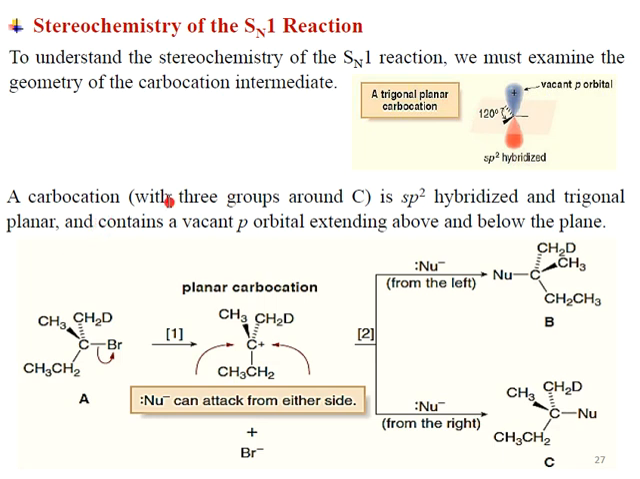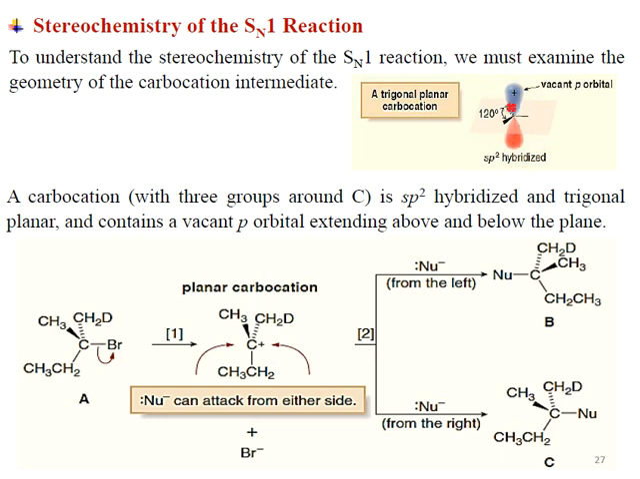A carbocation with three groups around the carbon is sp2 hybridized and trigonal planar and contains a vacant p orbital. That means we have an empty p orbital here with positive charge, extending above and below the plane, above and below.